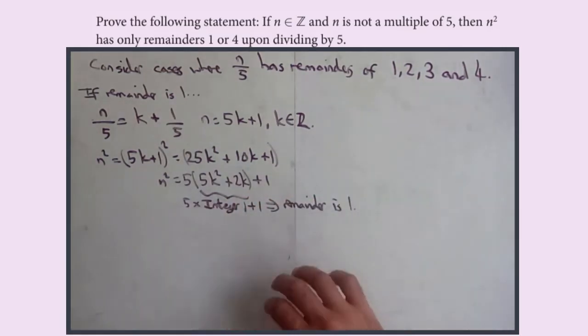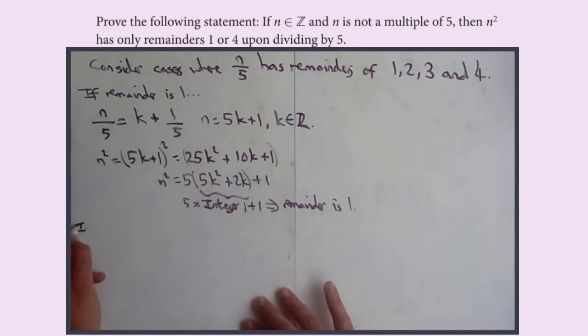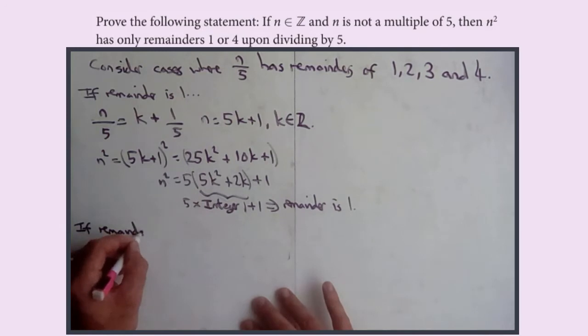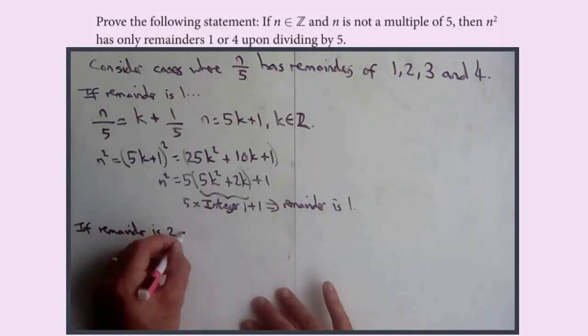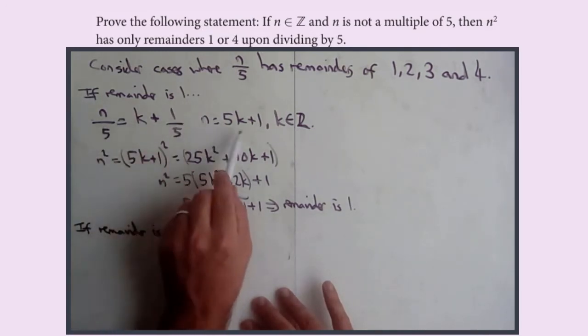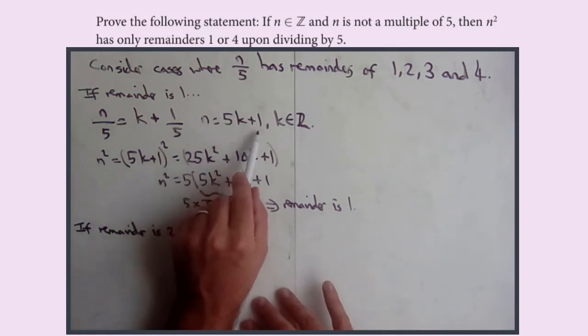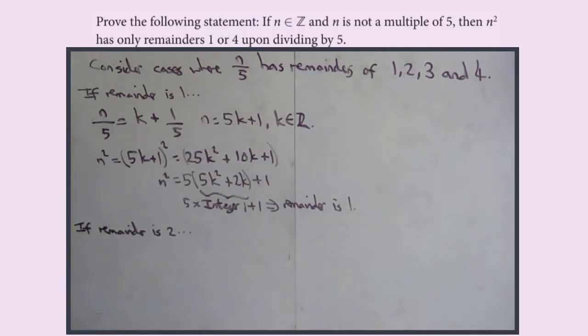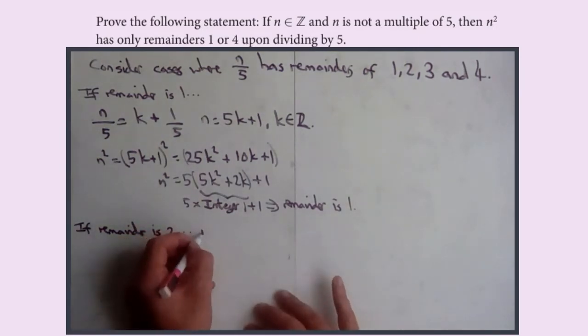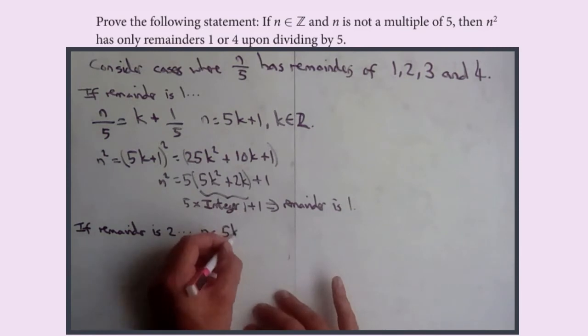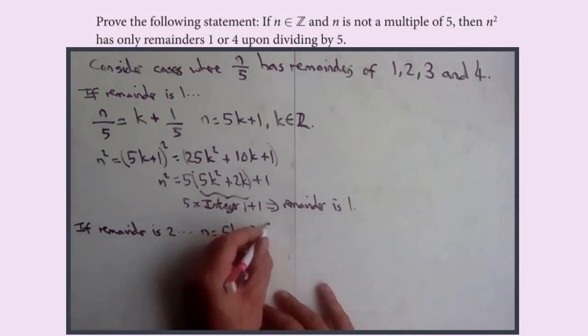So if the remainder is 2, I'm going to skip this bit and go straight to 5k plus 2. If the remainder is 2, then n can be written as 5 times an integer plus 2. N equals 5k plus 2 for an integer k.